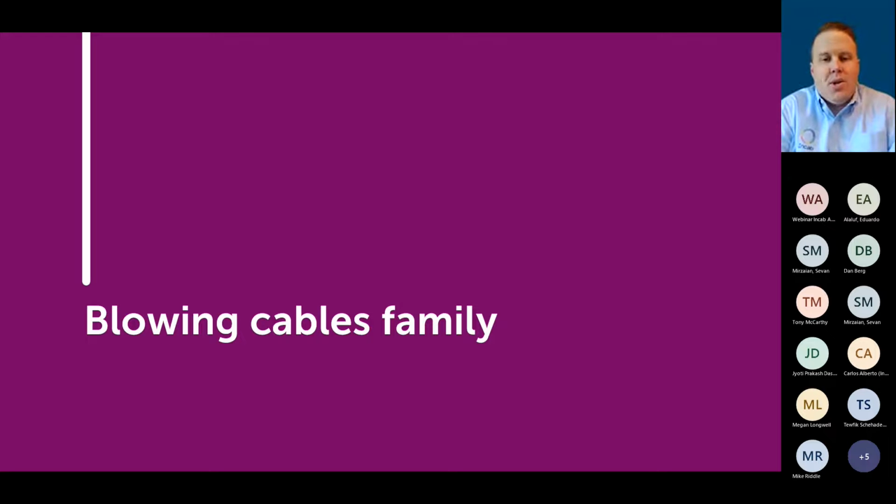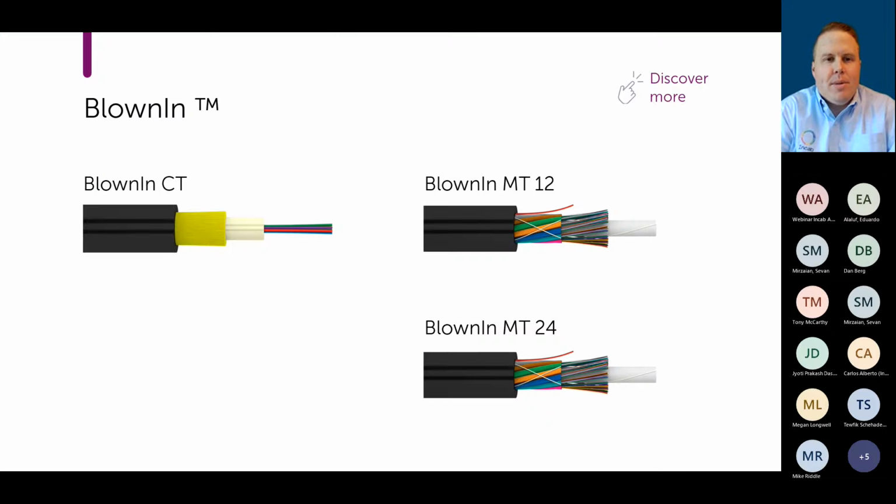All right, so now we'll look at what I'll call our 3 main flavors of cables in the blown-in family. So we're going to have our central tube design, which again, you're going to have 1 buffer tube in the center of the cable. You're going to have 24 fibers max that you can fit in that design. From there, we go to the traditional multi-tube design, which is a lot more common. We've got our multi-tube 12, which is 12 fibers per tube. And then our multi-tube, our MT24, which is 24 fibers per tube.